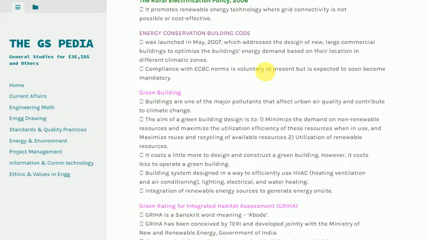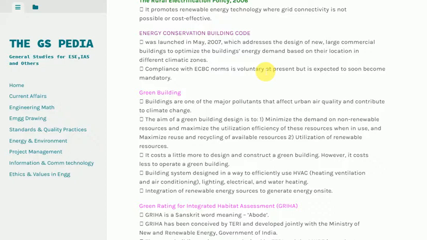It costs a little more to design and construct a green building. However, it costs less to operate a green building. Building systems are designed in a way to efficiently use HVAC (heating, ventilation, and air conditioning), lighting, electrical, and water heating, with integration of renewable energy sources to generate energy on-site. Green Rating for Integrated Habitat Assessment.